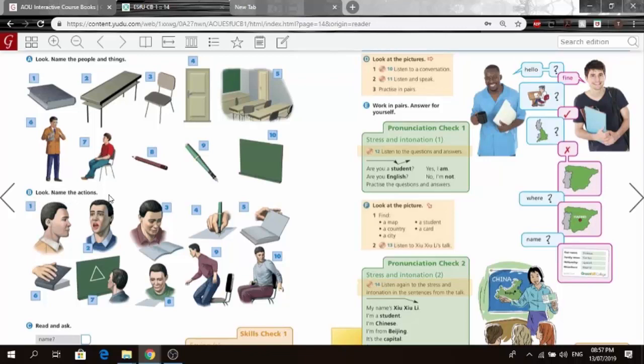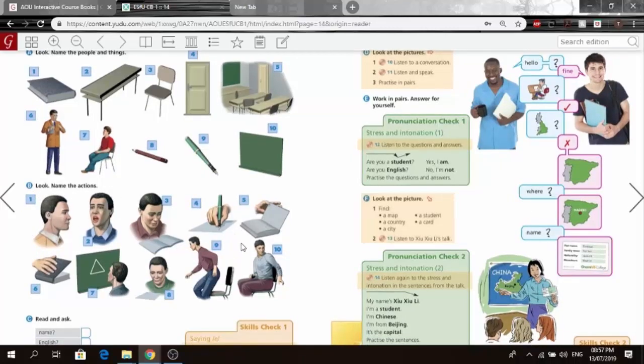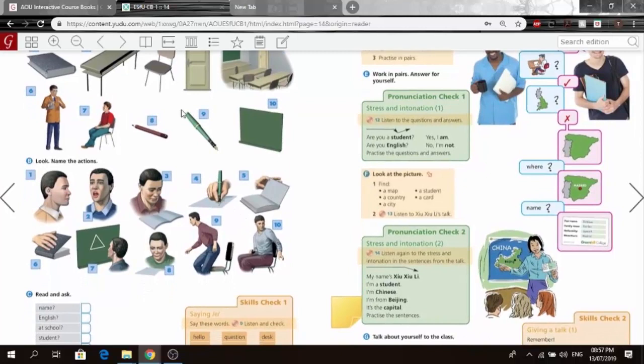B, look, name the actions. So now we're going to be naming the actions, okay? Here we were just naming the things and people, but here we're going to be naming the actions, what the people are doing in the picture, okay? So this lovely fella right here, he is listening, okay? So listening, speaking, reading, writing, opening, closing, drawing, and I'm not too sure what this guy's doing. Smiling slash staring? I think he might be thinking, okay? We'll take it as thinking.